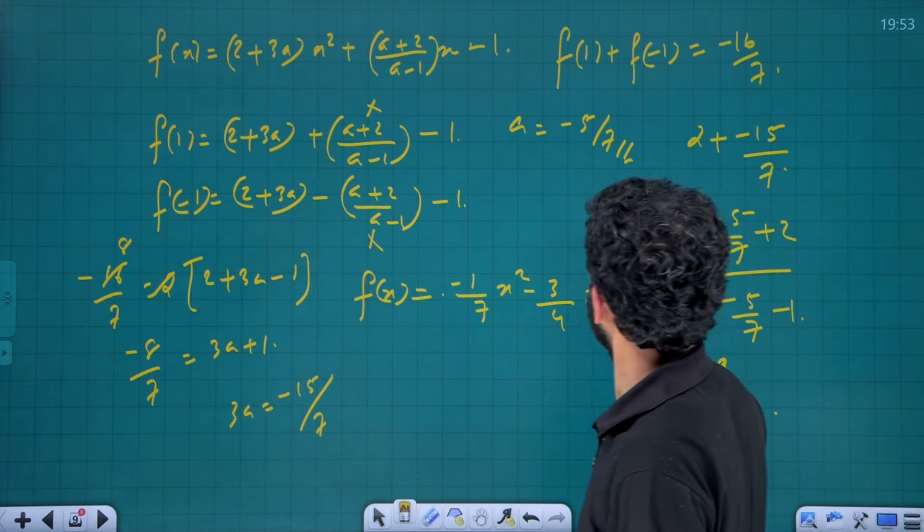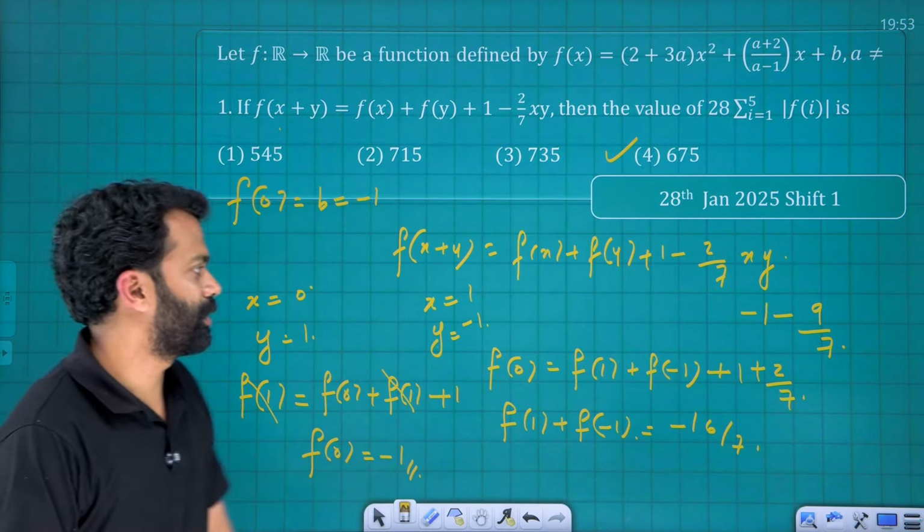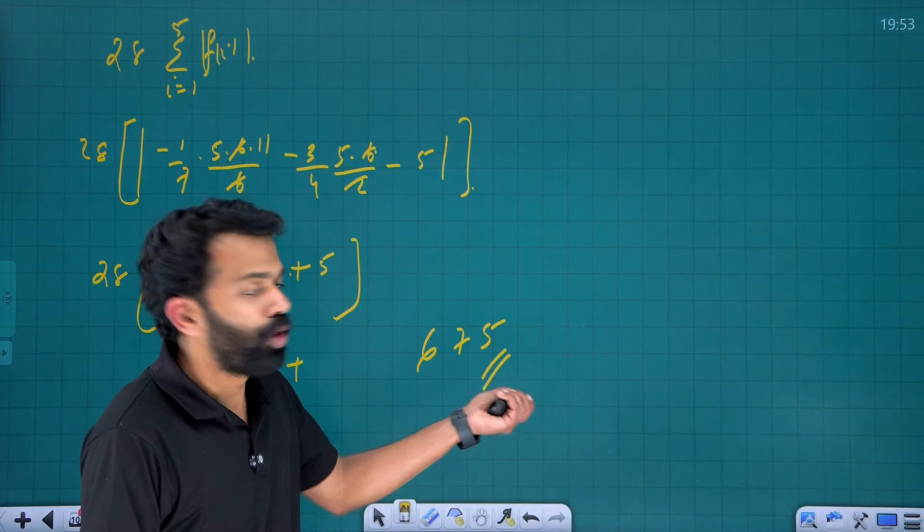So I think option D is the final answer for this one, okay. Slightly lengthy one, but no other options other than this, okay. Hope you got the idea here.